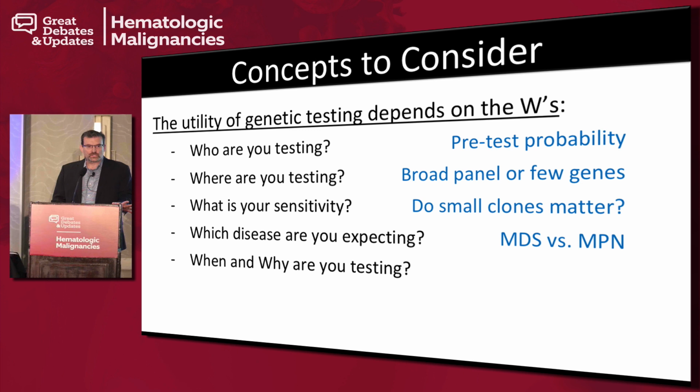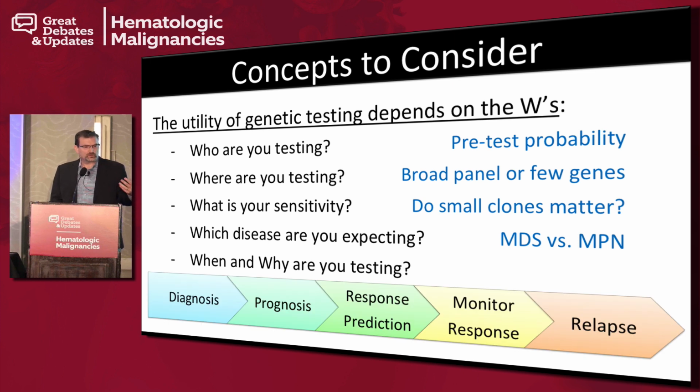Also think about the disease that you're expecting. One of the advantages of doing broad panels is that sometimes you get surprised, that you actually change what you think the patient might actually have based on the findings. And finally, think about when you're testing, because there are certain stages during disease course that can be amenable to genetic testing where you can learn different things. Are you doing this at diagnosis? Are you doing it primarily for prognosis? This may determine what kinds of panels you're interested in looking at, and again, how you interpret those genetic mutations.